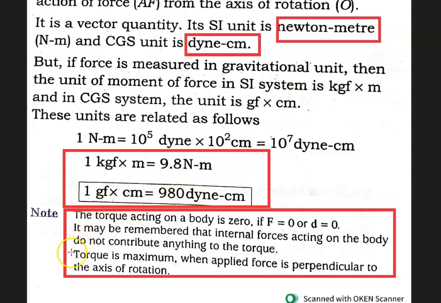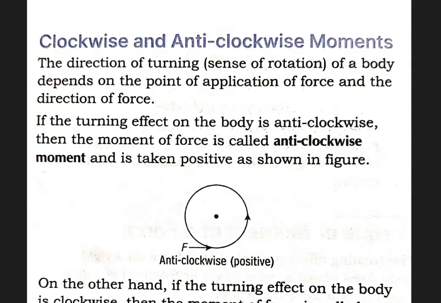Another thing, torque is maximum when the applied force is perpendicular to the axis of rotation. We are supposed to remember torque becomes maximum when applied force is perpendicular to the axis of rotation. Now, since an object is turning around, it can turn around in two ways. Either the object is moving clockwise or it is moving anti-clockwise.